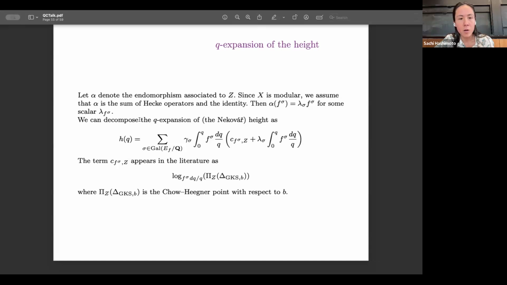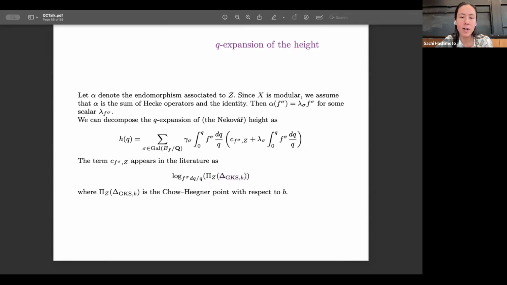So the Q expansion of the Nekovar height turns out to be this gamma sigma that we saw on the previous page times the integral of the F sigma dq over q, times a certain constant depending on F sigma and Z, plus this lambda plus this other integral of F sigma. So it's this quadratic thing here. And what is this constant that we haven't seen yet? Well, this constant actually appears in the literature as the logarithm of a Chow-Heegner point with respect to this base point B. So it's a Chow-Heegner point associated to Z with respect to B.